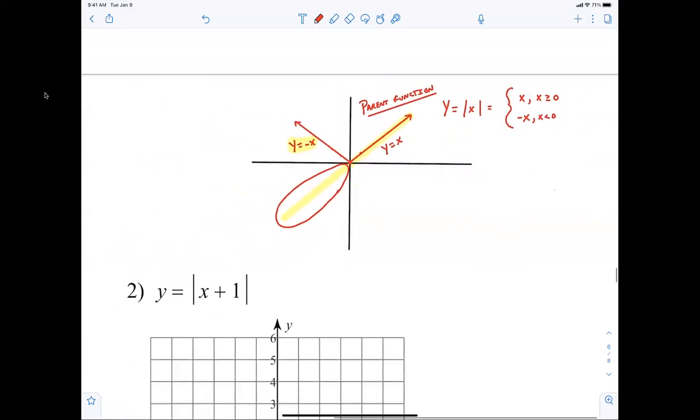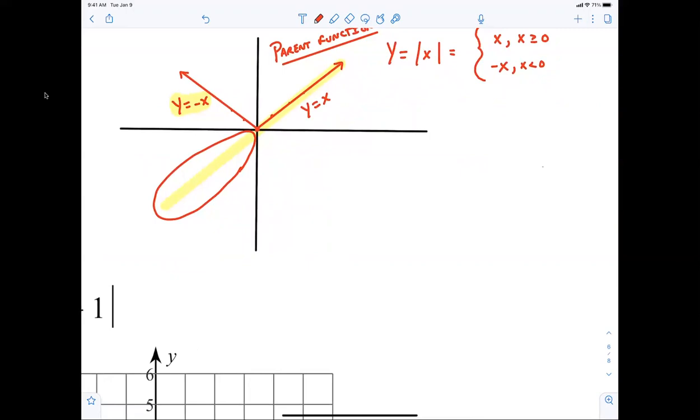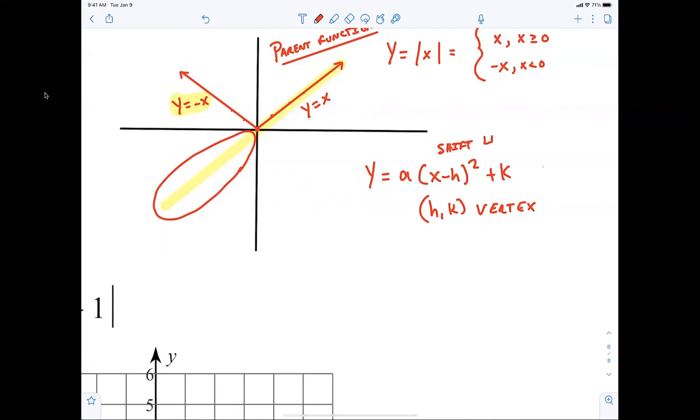Now last year when I taught you quadratics, we had something like y equals a times (x minus h) squared plus k, where (h, k) was the vertex. I'm not expecting you to remember it, we're going to review that next week. But anyway, (h, k) is called the vertex. So you're supposed to remember h is shift left or right, and the k is the shift what? That is correct. Shift up or down.